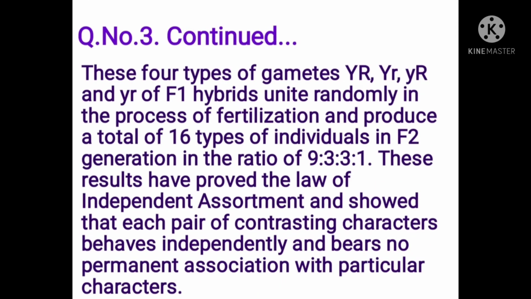These four types of gametes, capital Y capital R, capital Y small r, small y capital R and small y small r, of F1 hybrids unite randomly in the process of fertilization and produce a total of 16 types of individuals in the F2 generation in the ratio of 9:3:3:1. These results have proved the law of independent assortment and showed that each pair of contrasting characters behaves independently and bears no permanent association with particular characters.